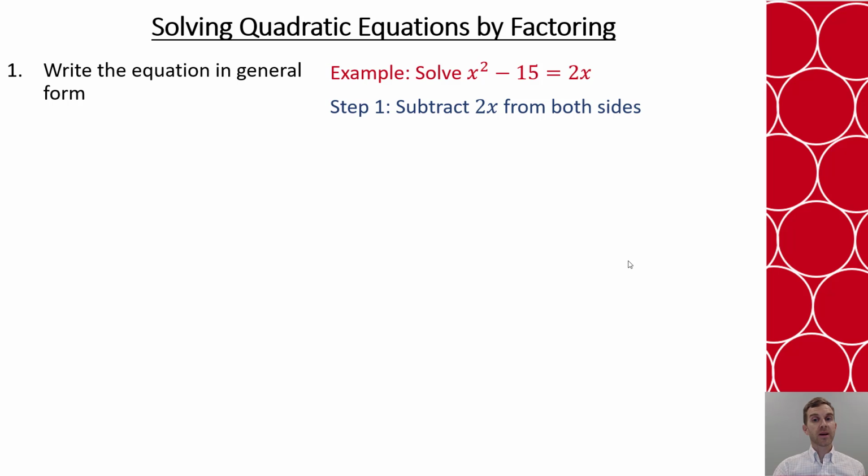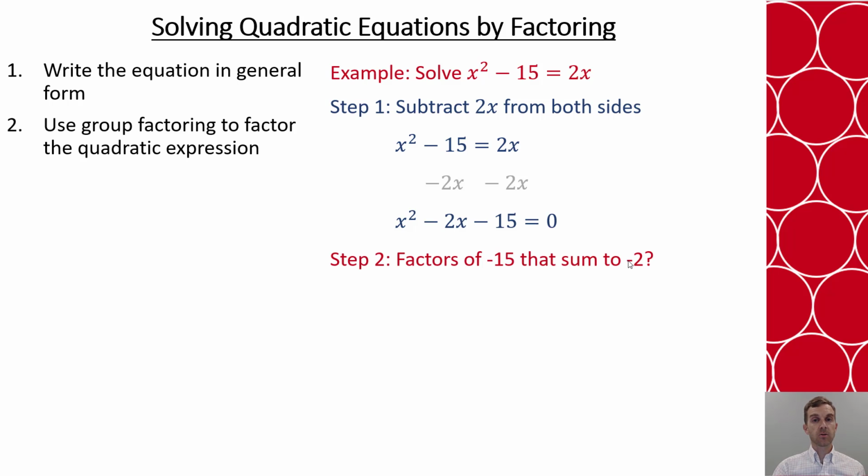And remember, the 2x needs to be in the middle so that we can keep that descending form for the variables. So this becomes x squared minus 2x minus 15. Now I can factor this using group factoring and say, what are my factors of negative 15 that sum to negative 2? Often when I think about 15, I think about 5 and 3. And since I want this to be a negative 2, I know the negative 5 would need to be greater. So negative 5 times 3 is negative 15, and negative 5 plus 3 is negative 2. So those would be my two factors.